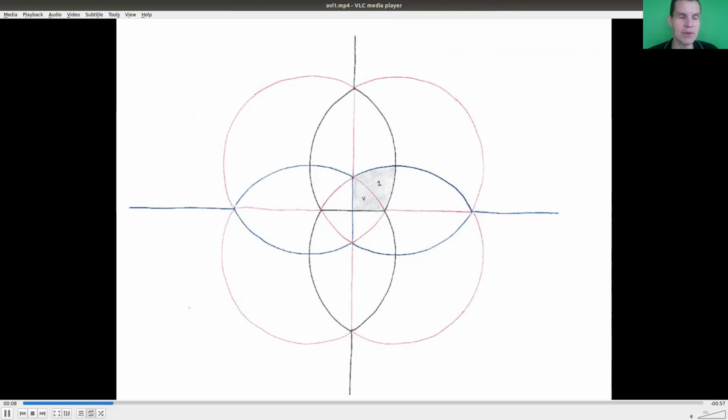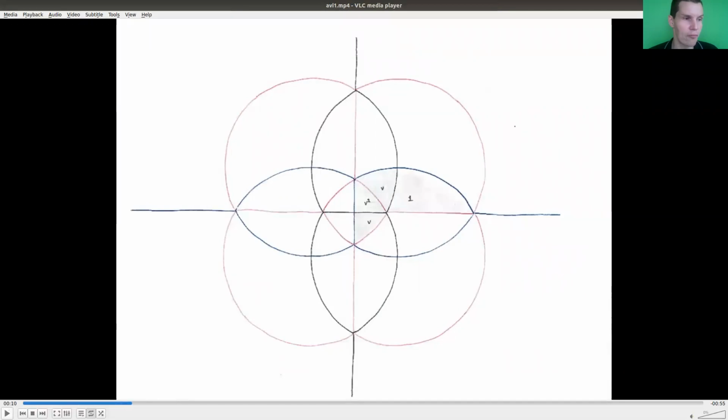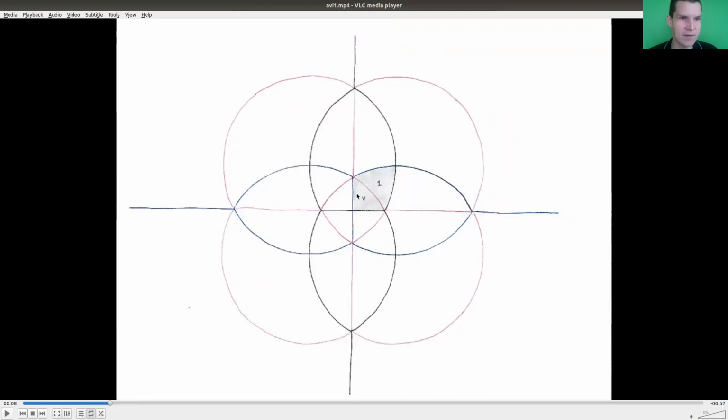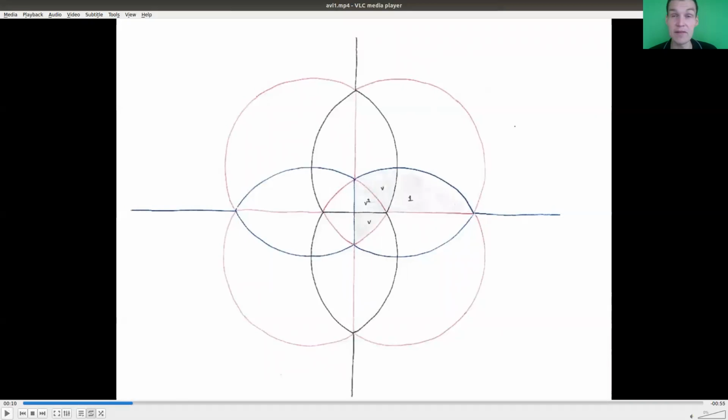So now I jump it across black. Same rule, but you also need to jump this one across black. What happens? You get a V and you leave another V behind, so you get a V squared here, right? So you jump across and you get this pattern, and you keep on going.